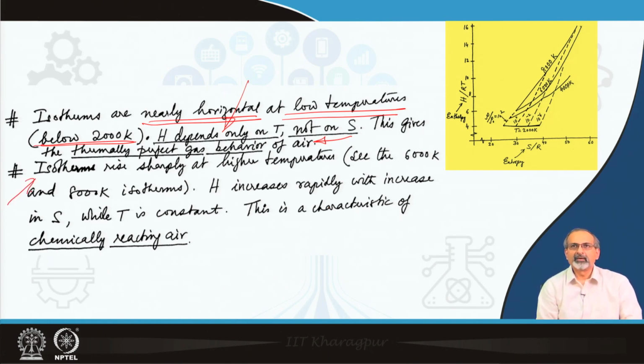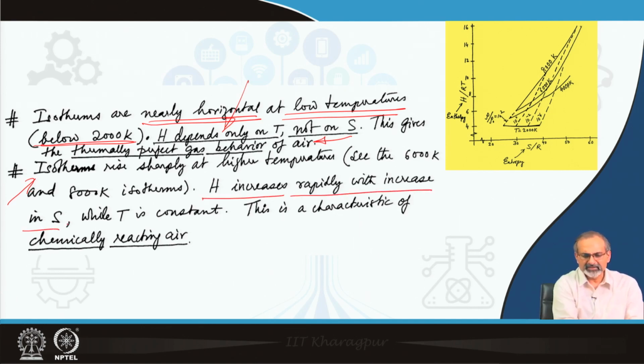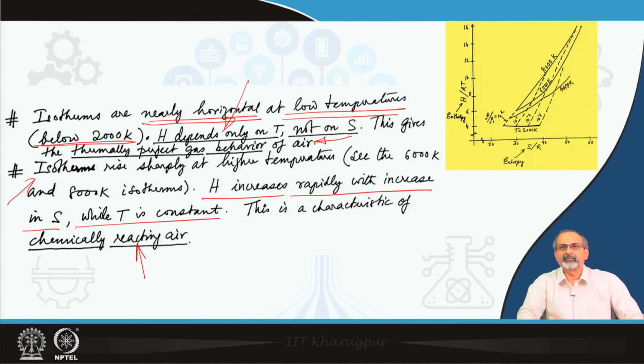the effects become much sharper as we go to still higher temperatures like 4000, 6000 and 8000, the effects get amplified further. What is that? The fact is that H increases rapidly with increase in S, while the T remains constant. This is typically a characteristic of chemically reacting air, where dissociation chemical reactions are taking place.